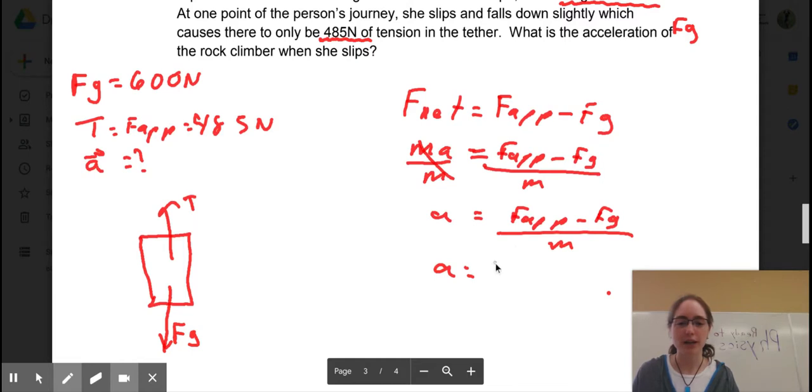So my force applied is 485 newtons minus my 600 newtons. Divide that by my mass.